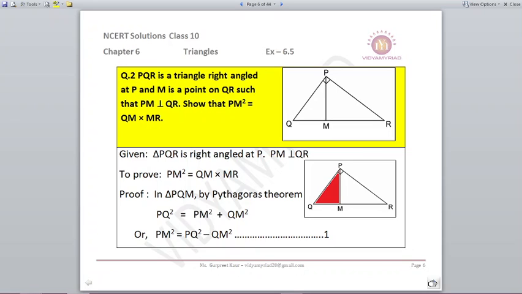So what we are going to do is, let us take the right angle triangle of PQM, and we are going to use the Pythagoras theorem here, which states that PQ square is equal to PM square plus QM square. Now we want our answer in a PM square form. So let us rewrite it as PM square is equal to PQ square minus QM square. Let it be equation number 1.